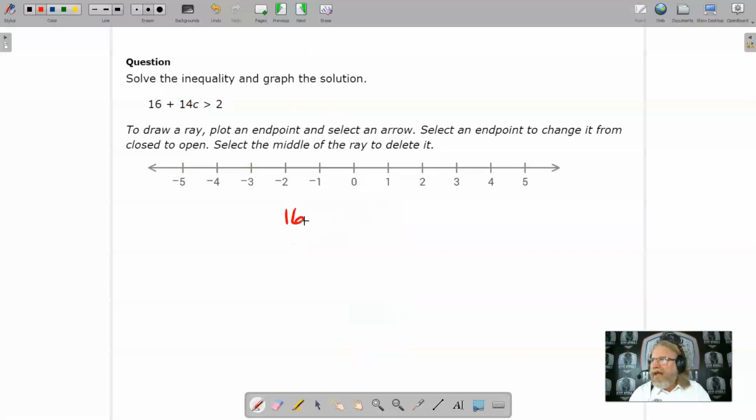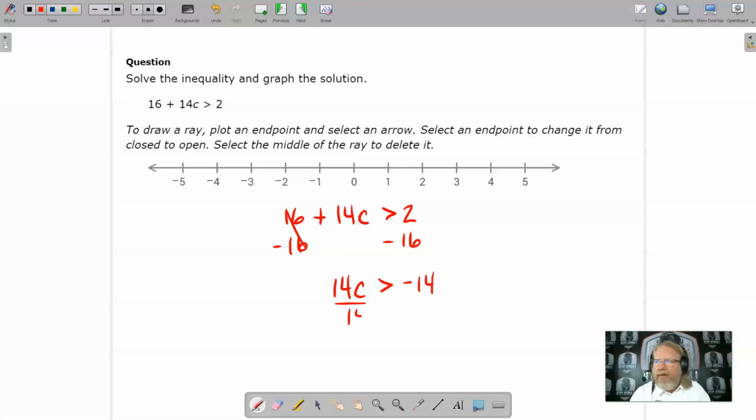Here we have 16 plus 14c is greater than 2. So let's go ahead and get rid of that 16 first. We're going to subtract 16 from each side. And the 16's will cancel each other out, leaving us with 14c. Bring down our greater than sign. 2 minus 16 is a negative 14.